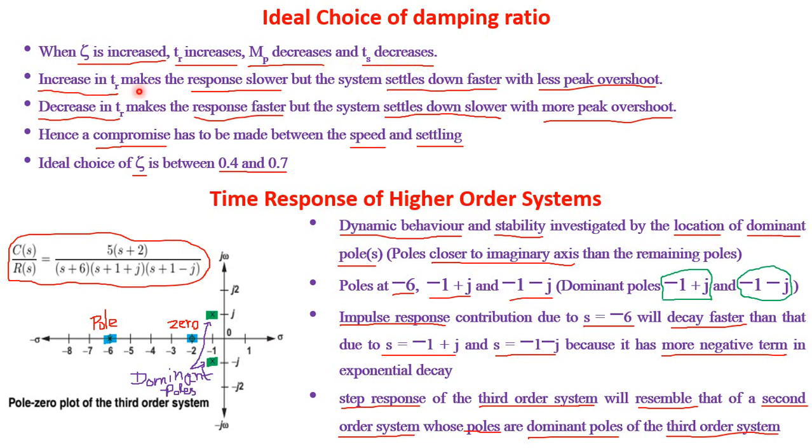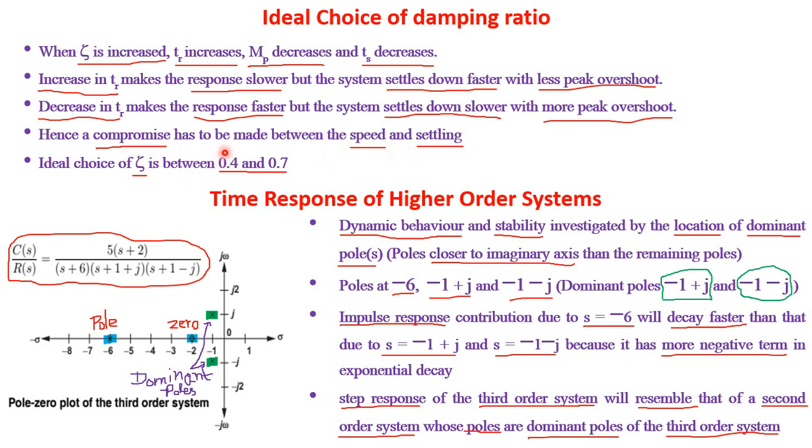However, an increase in rise time makes the response slower. When we increase the damping ratio, the response becomes slower, but settling is faster with fewer oscillations. When the damping ratio is small, Tr is small, so the response is fast, but there are more oscillations and slower settling. Therefore, we have to have a compromise between speed and settling. We should have a compromise.